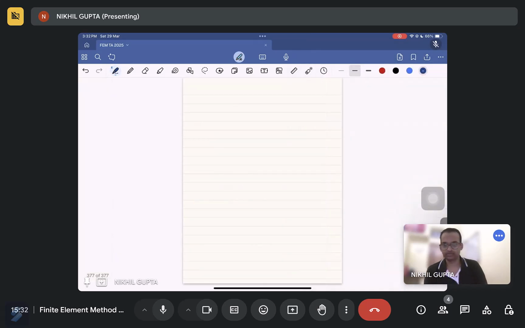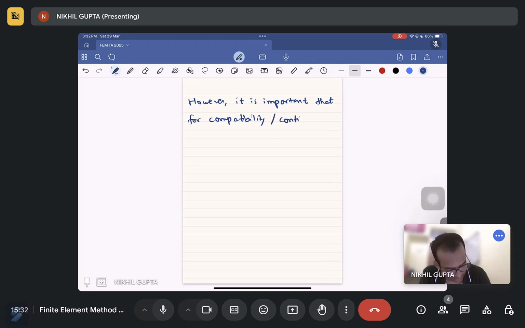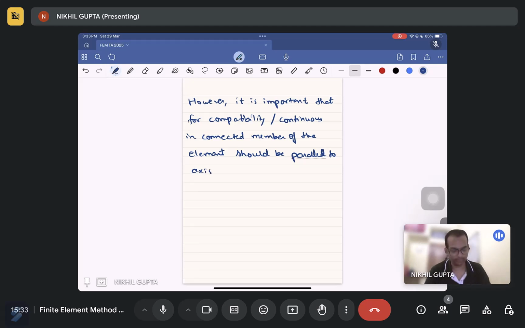Now however, it is important that for compatibility or continuity, the connected member of the element should be parallel to the axis. Now let's say if it is not parallel, what will happen?